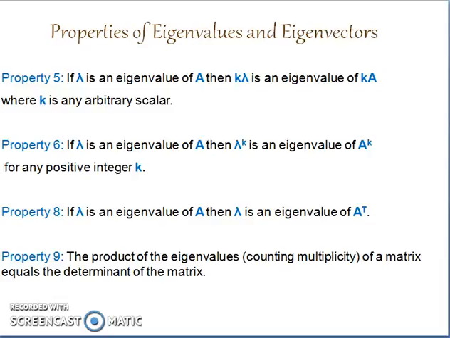Property 6: if lambda is an eigenvalue of A, then lambda raised to k is an eigenvalue of the matrix A raised to k for any positive integer k. Property 8: if lambda is an eigenvalue of A, then lambda is an eigenvalue of A transpose. That means the eigenvalues of a matrix and its transpose are the same. And the last property: the product of the eigenvalues of a matrix gives the determinant of the matrix. Thank you.